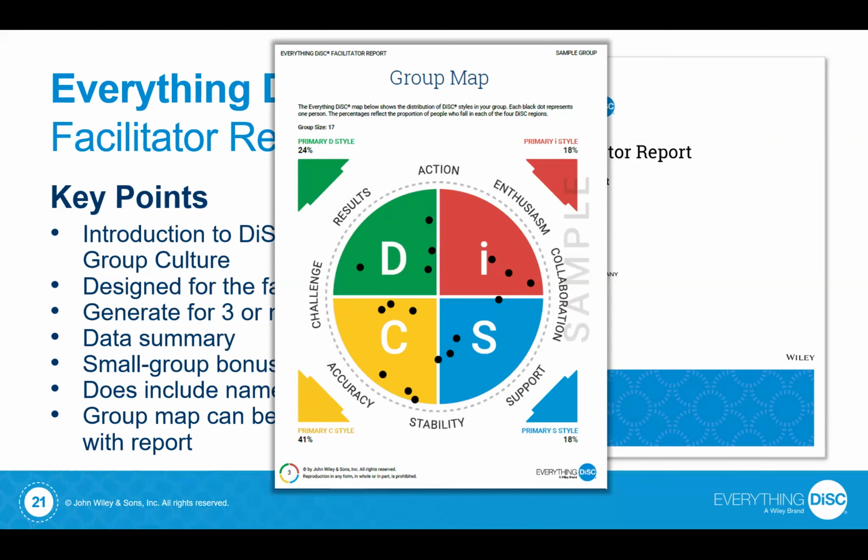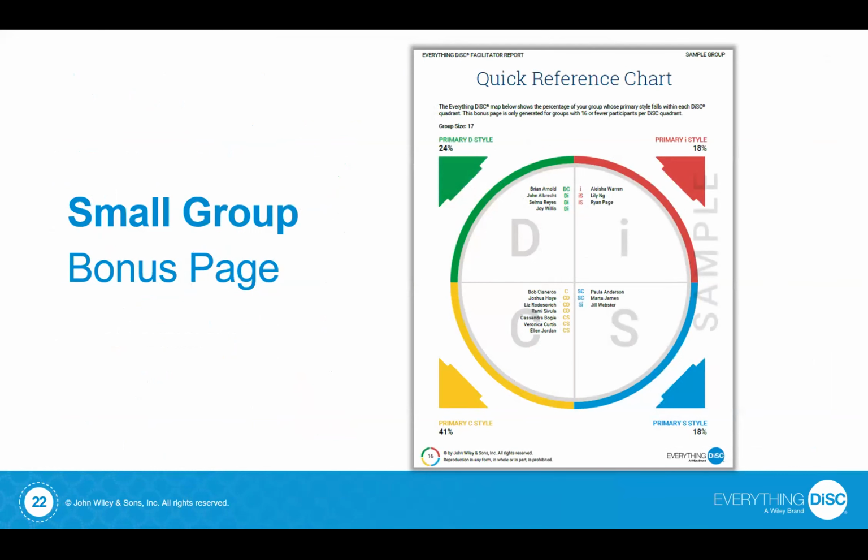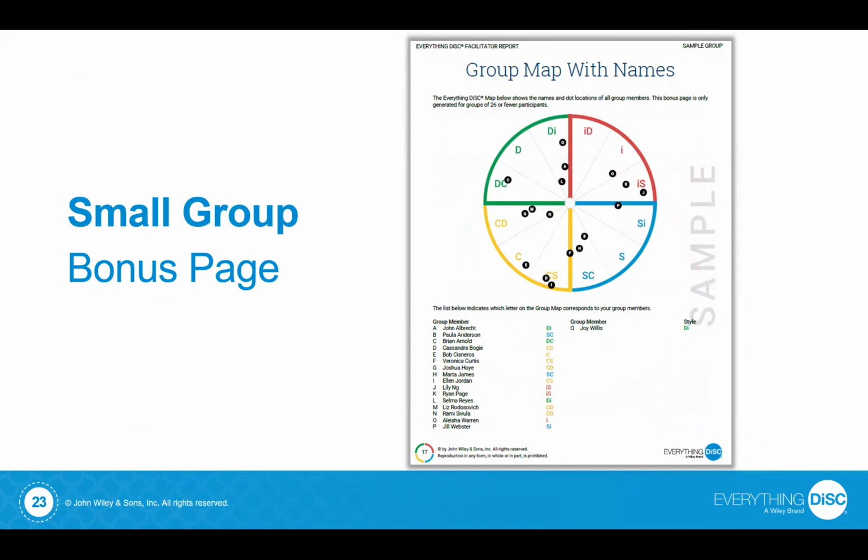The big difference is it does include people's names. So we know who's in what style. That's just generally what quadrant they're in. But then there's also this map, which shows you where each person sits and what their style is. Okay. So great team building activities in that, and particularly discussing the questions around group culture, etc.